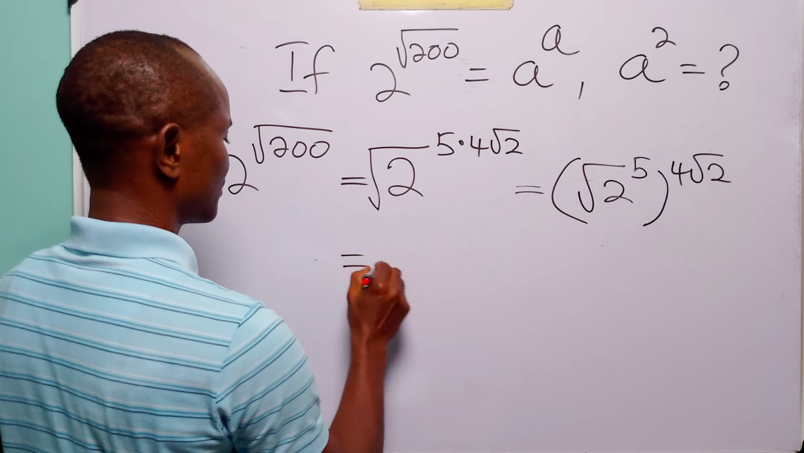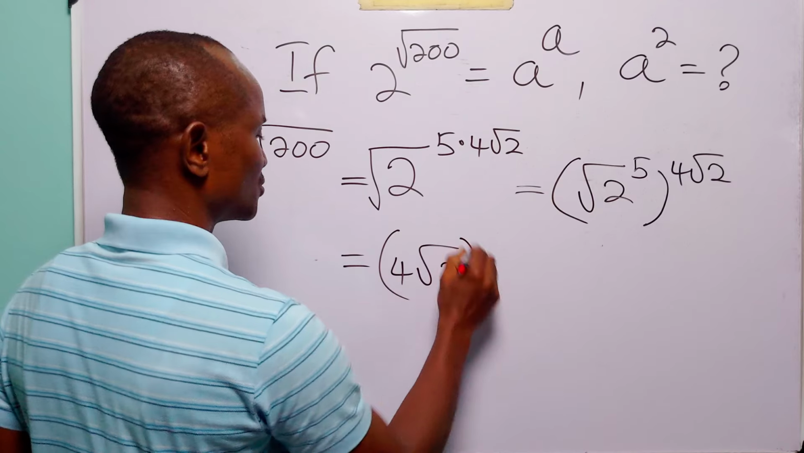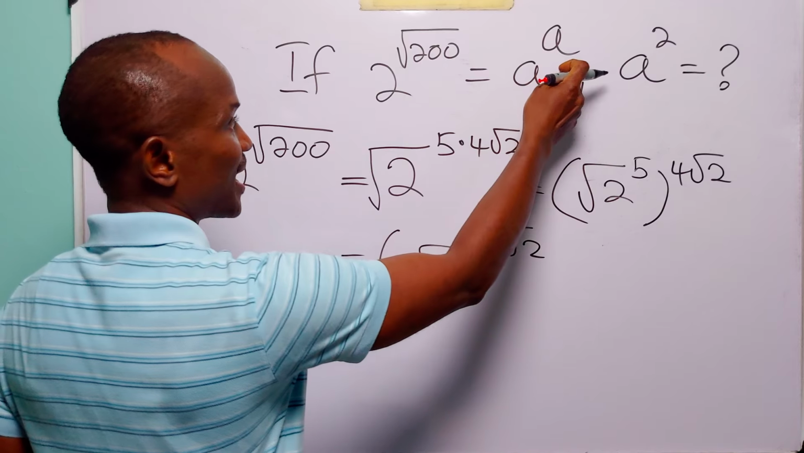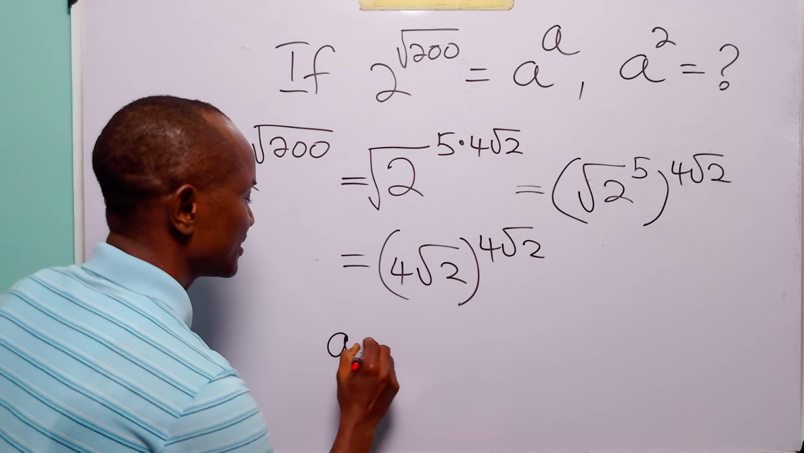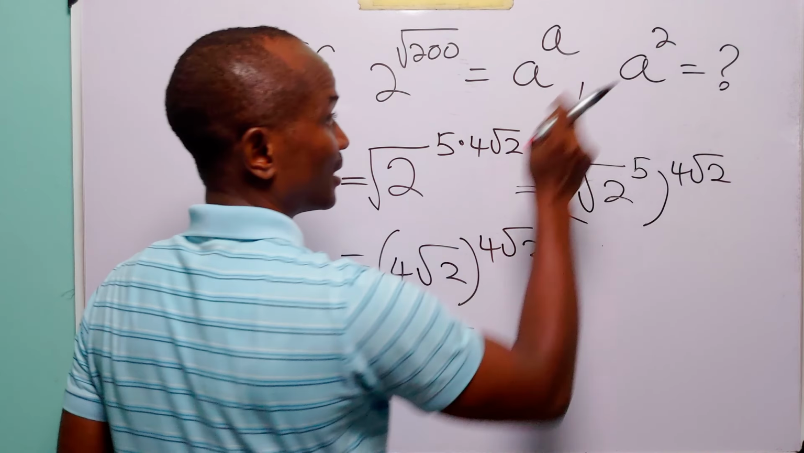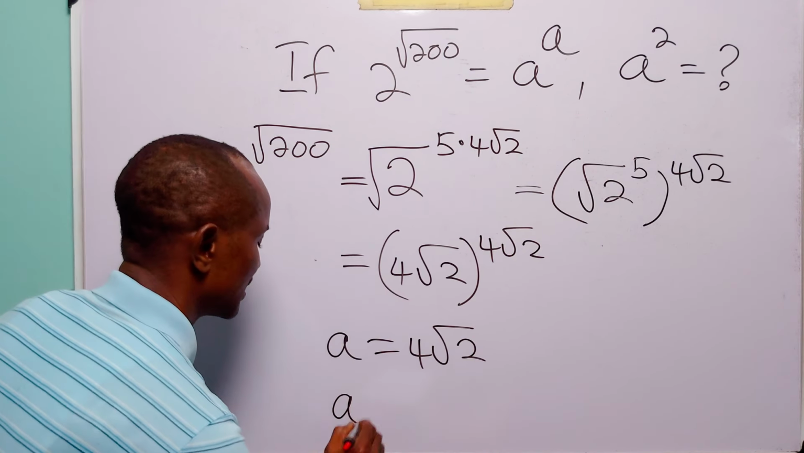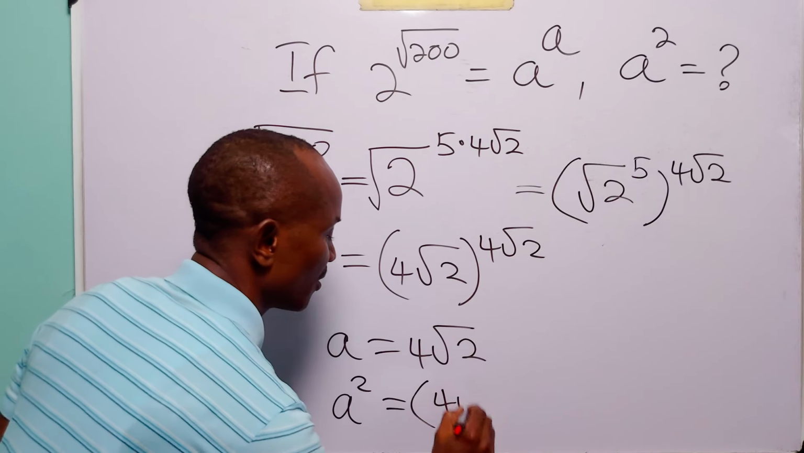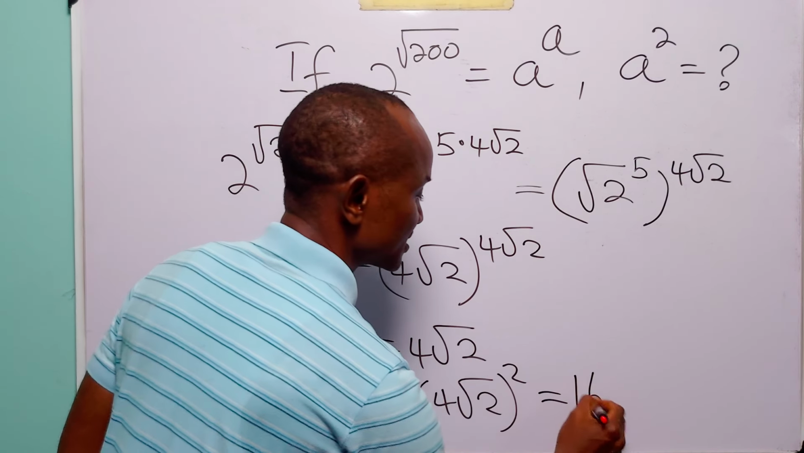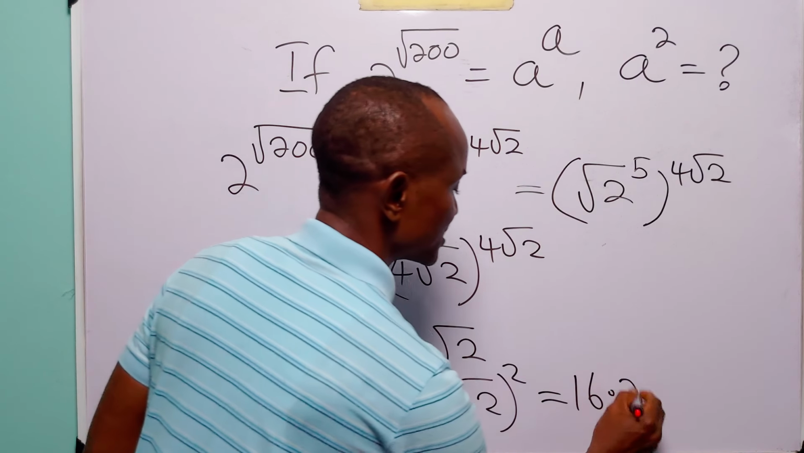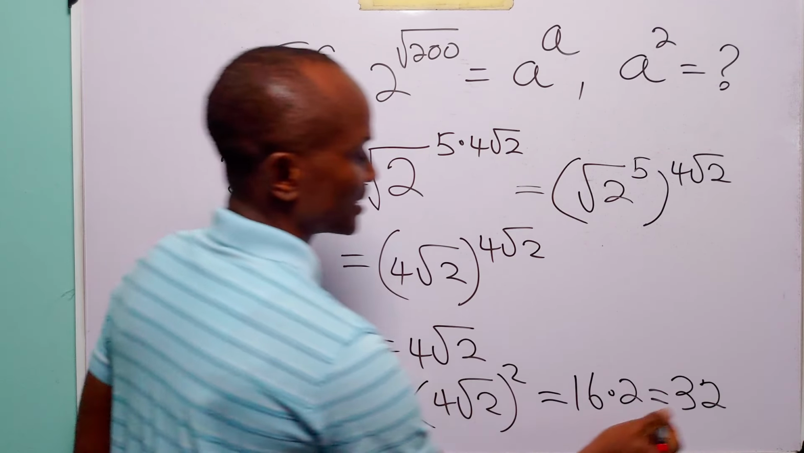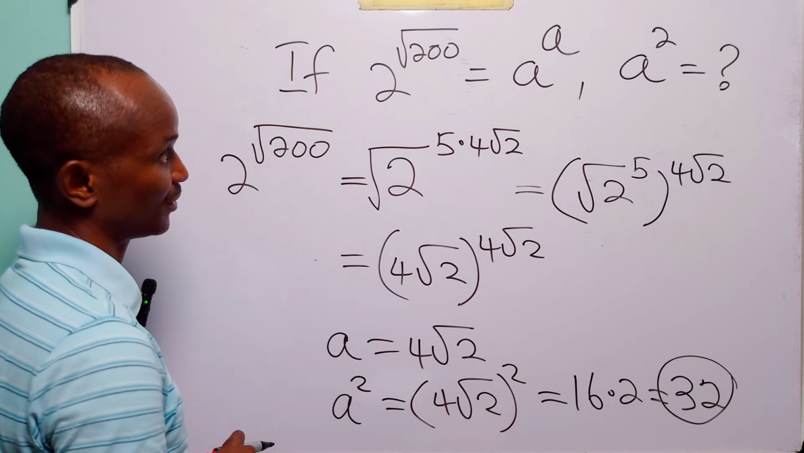So from here we have 4 root 2 to power 4 root 2. And of course, when you compare this with that, we have that a is equal to 4 root 2. But the question asks for a squared. Therefore, a squared is equal to 4 root 2 squared. This is equal to 4 squared, which is 16, multiplied by root 2 squared, which is equal to 2. 16 times 2 is equal to 32. So that is the answer we are looking for.